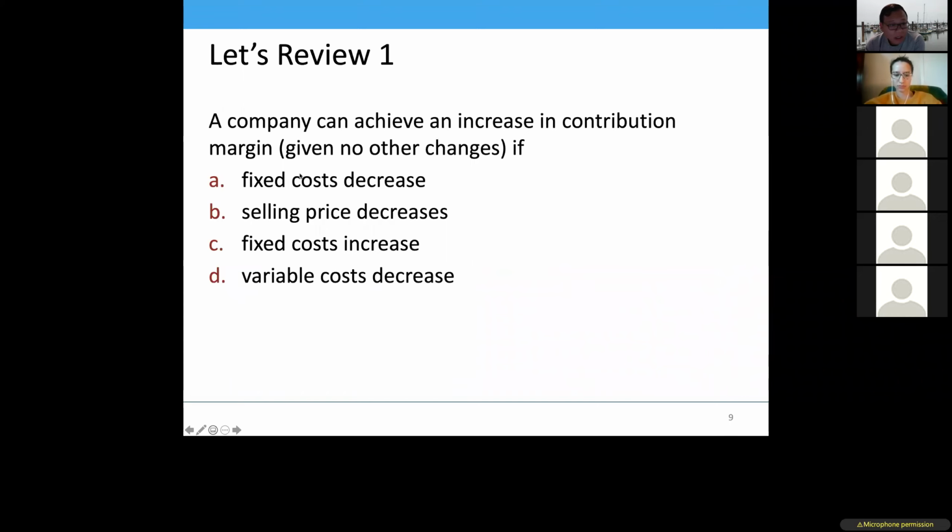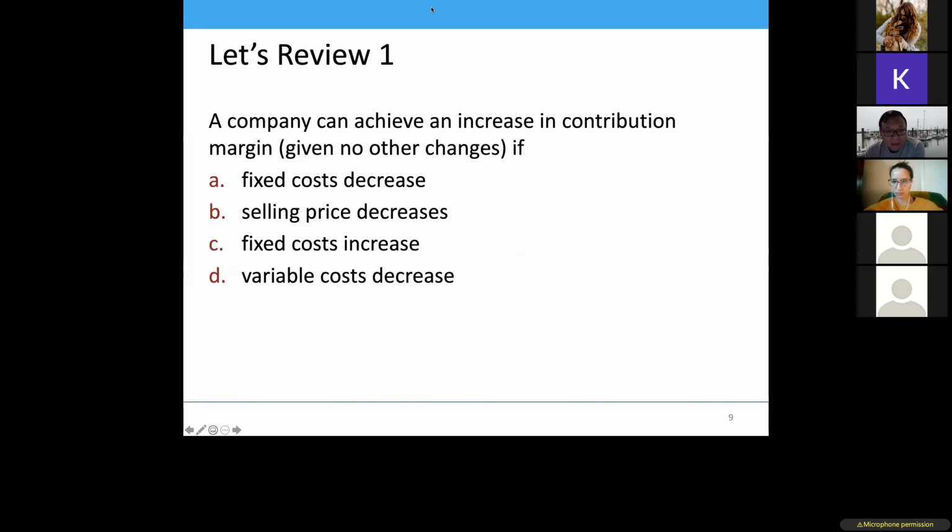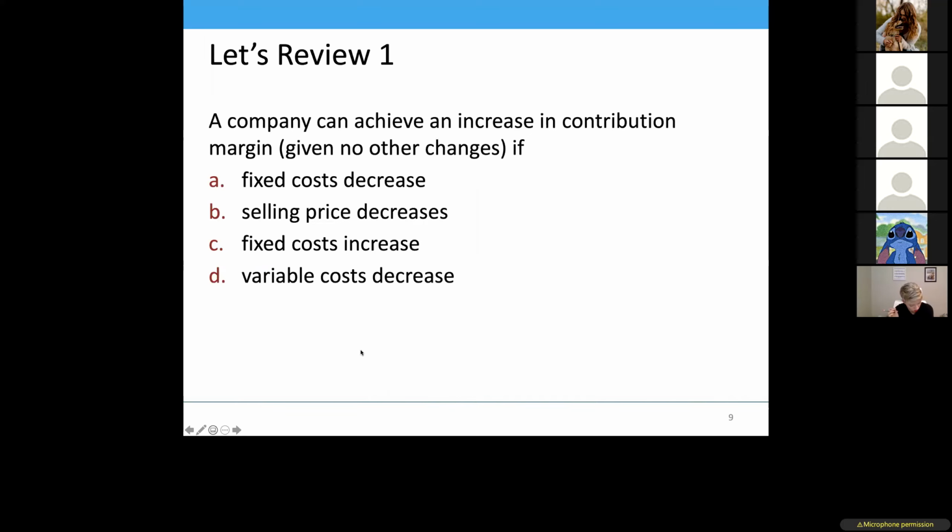First question. A company can achieve an increase in contribution margin, given no other changes, if... Okay, Michaela? If their variable cost decreases. Variable cost decreases. Kit Chen? D. Variable cost decrease. Yes. Reg? Variable cost decreases. Ruben? D. Stephen?